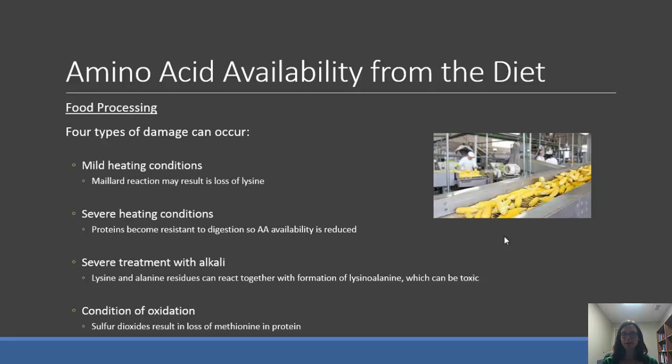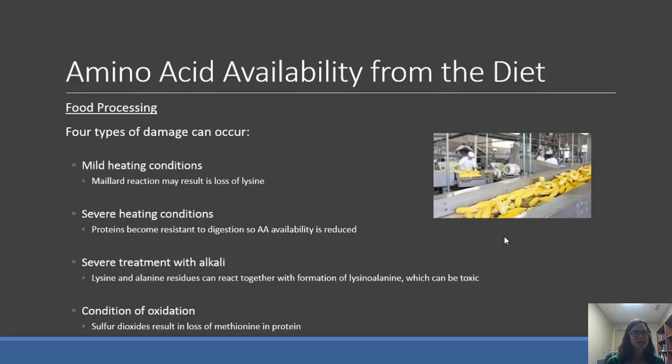Okay, so amino acid availability from the diet can be altered according to a couple of different conditions. The first that I want to discuss is food processing. Four types of damage to proteins can occur in food processing. The first one is mild heating conditions. One example is the Maillard or browning reaction that we've all learned about, which can result in loss of lysine. We also know that lactose interacts with lysine residues to render them unavailable, so lysine could be lost when processing a product with milk.